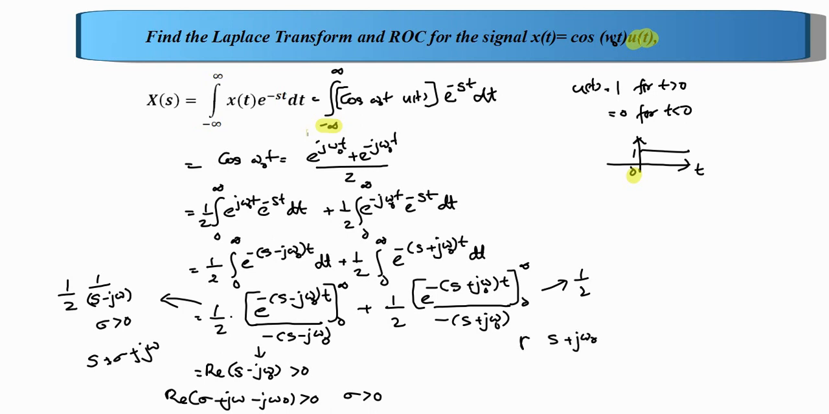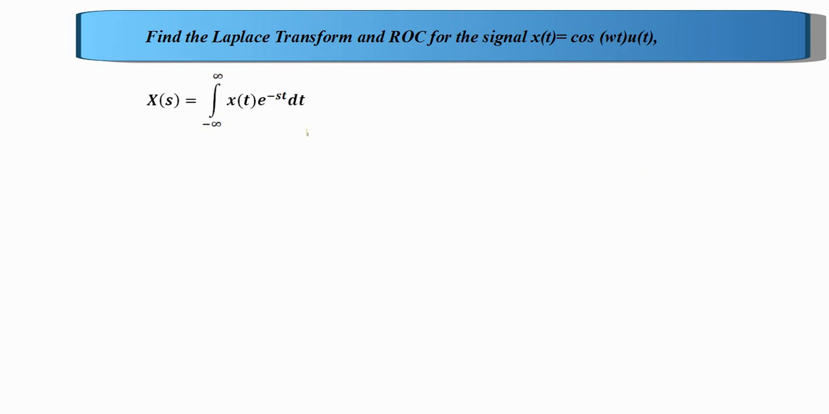Okay, the real part of s plus j omega is greater than 0. That is, again you will get sigma greater than 0, and the transform will be 1 by s plus j omega 0. Okay, so we got two terms. In both cases sigma should be greater than 0, and now we can conclude.